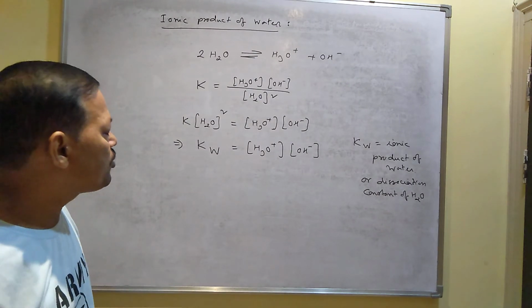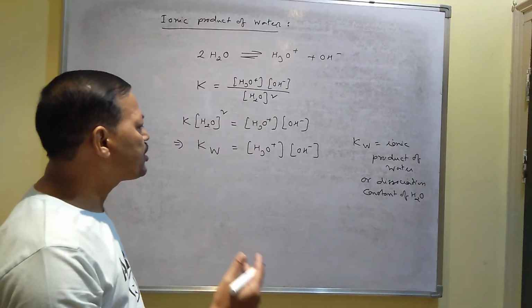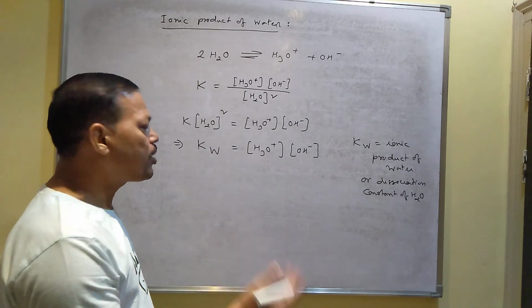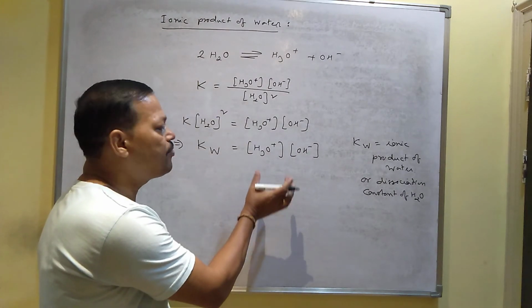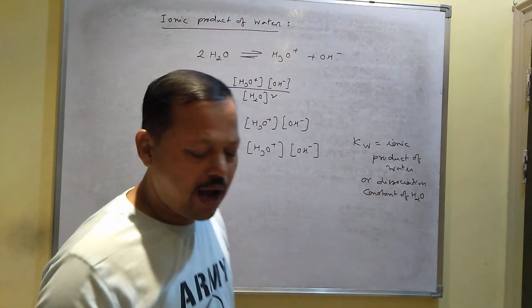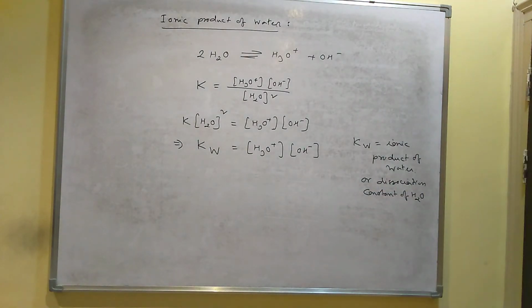That is why, if you want to define it, the ionic product of water is defined as the product of the concentration of hydronium ion and hydroxide ion. In the exam, the definition may be asked: how to define the ionic product of water. Then you have to define it like this: it is the product of the concentration of hydronium ion and hydroxide ion.